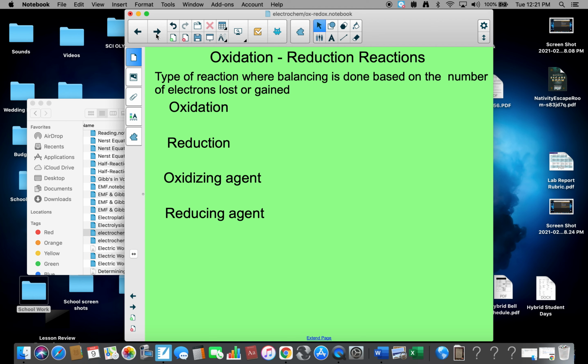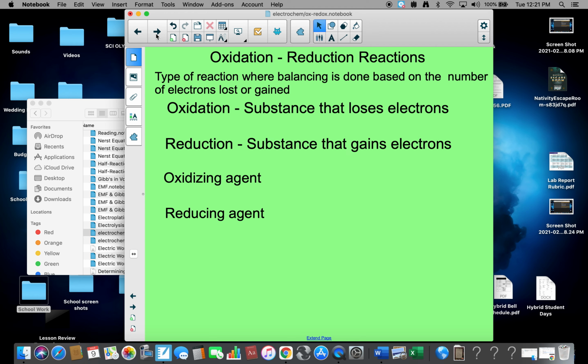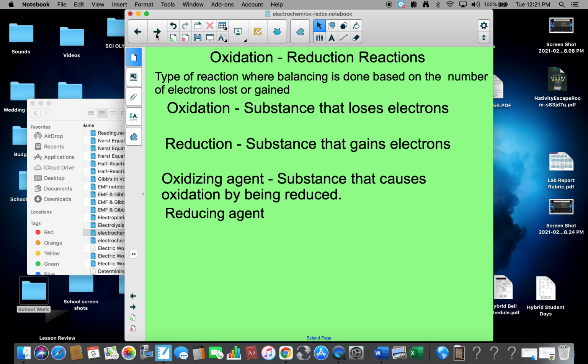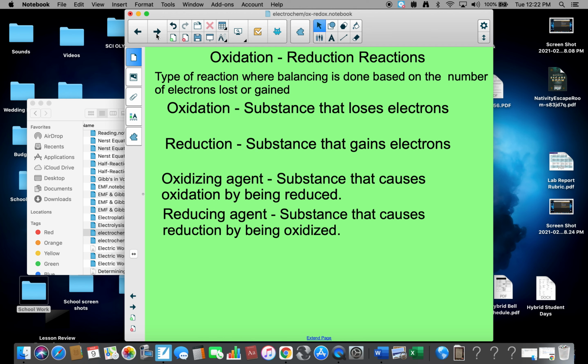There are four terms we need to know: oxidation, reduction, oxidizing agent, and reducing agent. Oxidation is something that loses electrons. Reduction is something that gains electrons. An oxidizing agent is something that causes oxidation by being reduced, and a reducing agent is something that causes reduction by being oxidized.